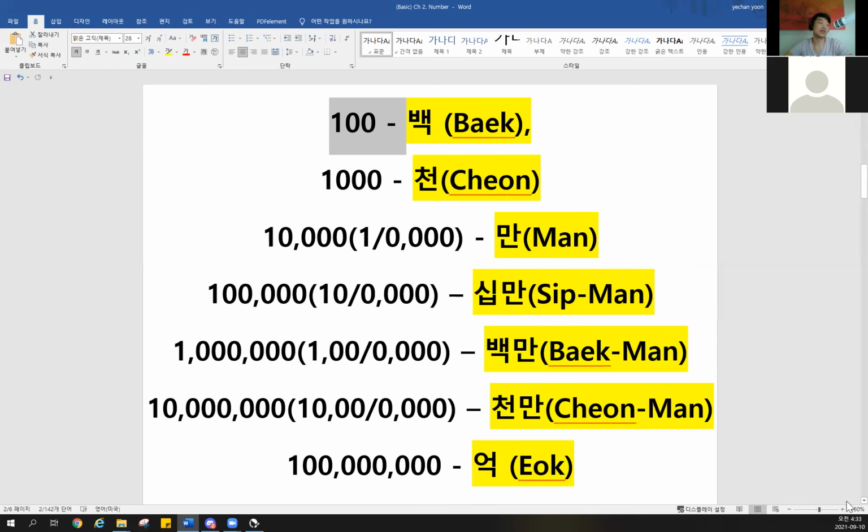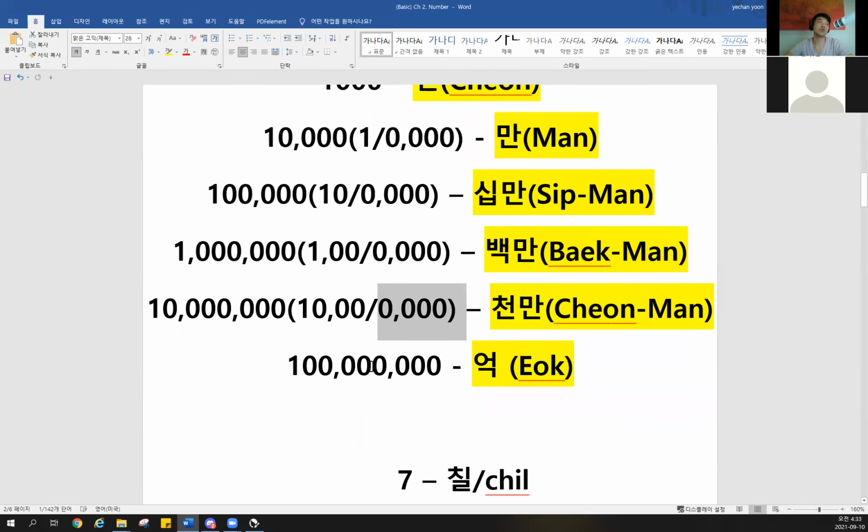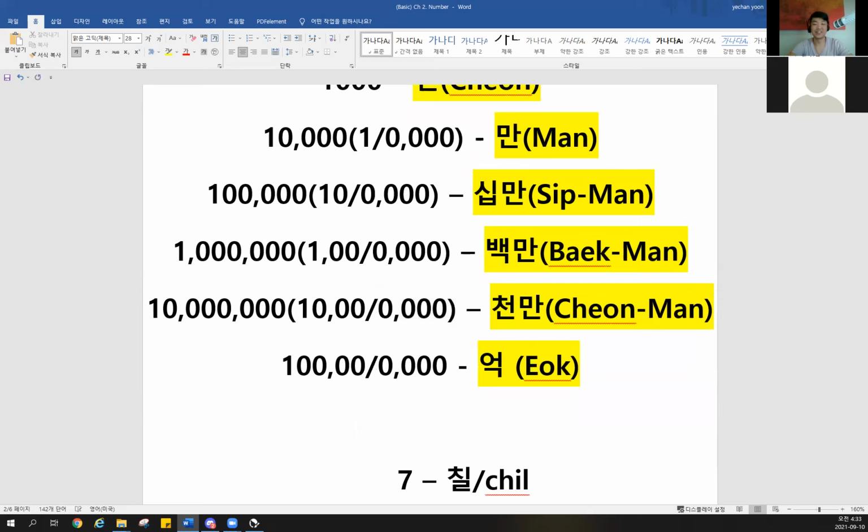How about 10 million? How you can say? The counting is what? 1000. Then after the 1000, it's the four zeros. Then how you can say? 천만. 천만. Okay? For 100 million, we don't have a 만만, everybody. 천만 is the highest number that can be used with 만.